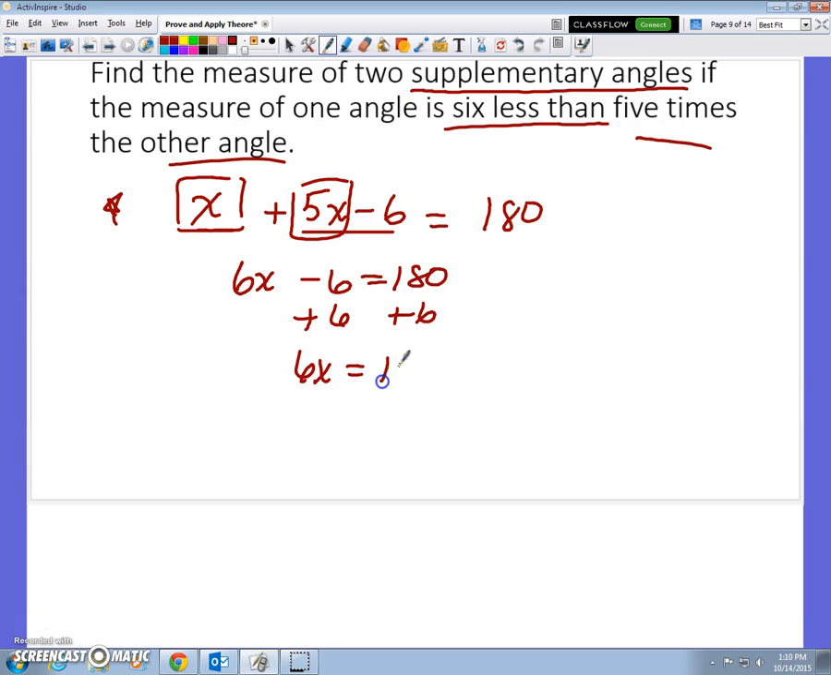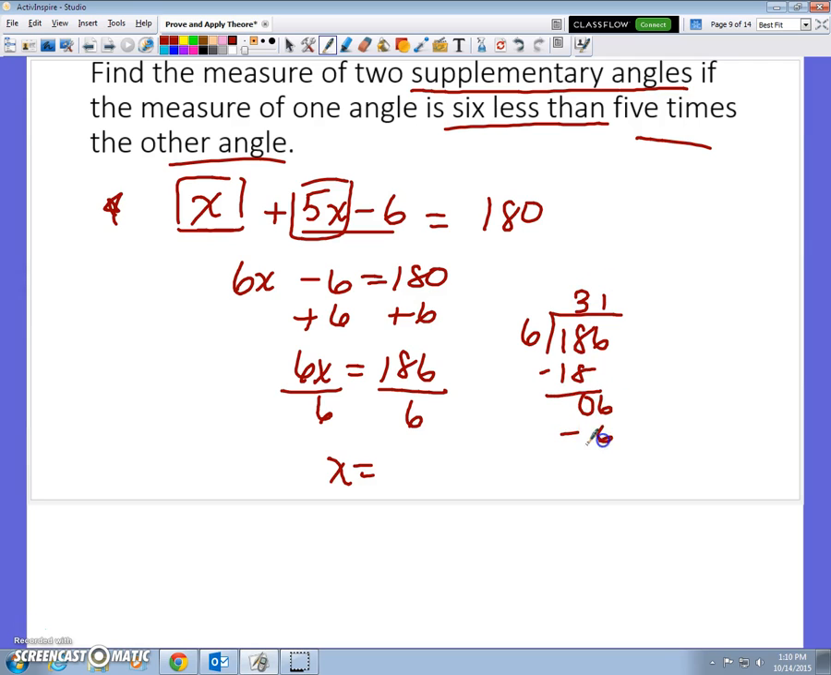We could throw the properties on here too if you really wanted to, but I'm not going to make you do that today. I just want you to use algebra to find these answers. So we'll do it the old-fashioned way. 186 divided by 6. I know it's probably been a while since you've done that. 6 into 18 is 3, minus 18, so with that, it's always good to review. 6 into 6 is 1, 31, minus 6, remainder 0. So therefore, x must equal 31. So supplementary keyword, must add up to 180.